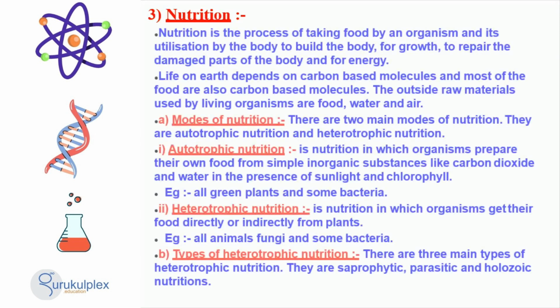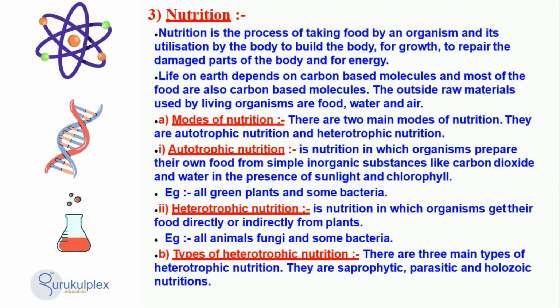Nutrition plays a critical role in living organisms. All living things need to take in material from the outside world to grow, repair damaged body parts and to obtain energy. The raw materials required by most living organisms consist of food, water, and air. Nutrition can be further split into two categories: autotrophic and heterotrophic. Autotrophic nutrition is where organisms can create their own food from simple inorganic substances like carbon dioxide and water. Examples of this are plants and some bacteria.